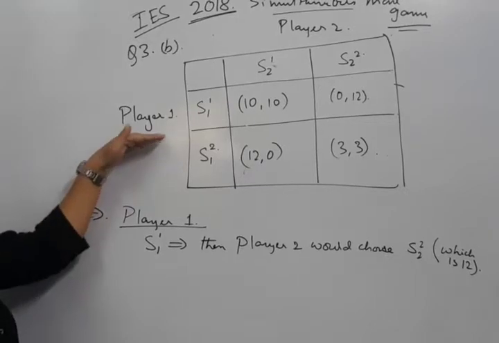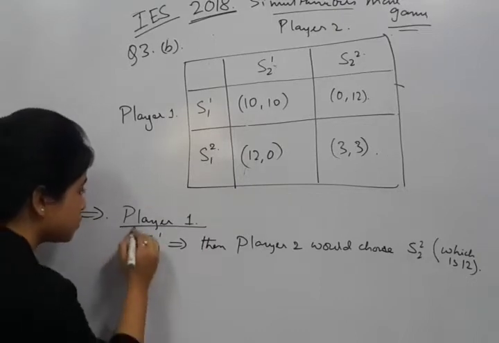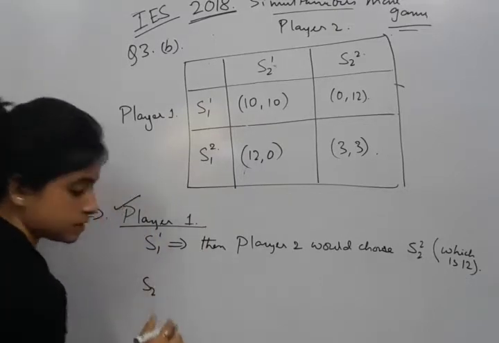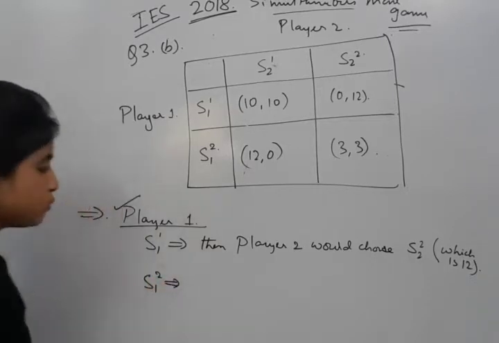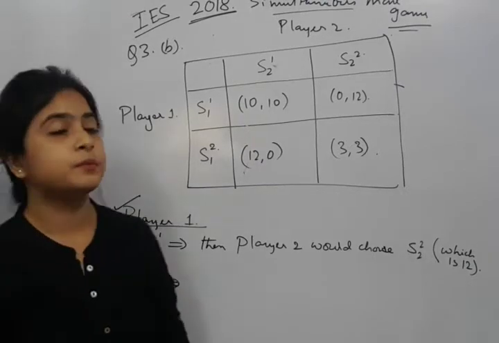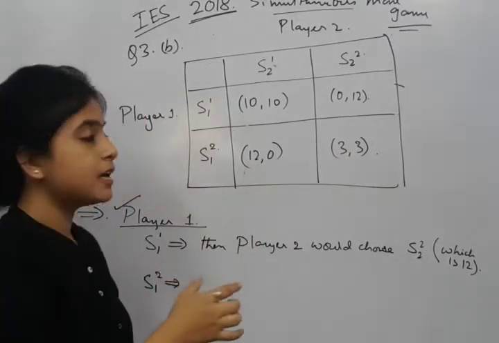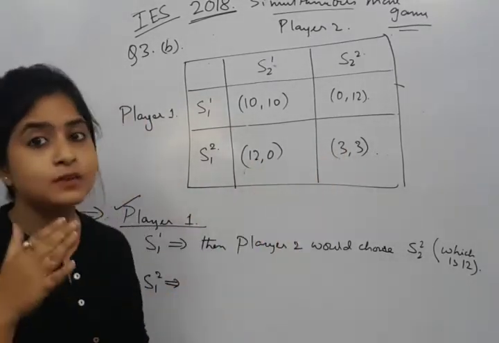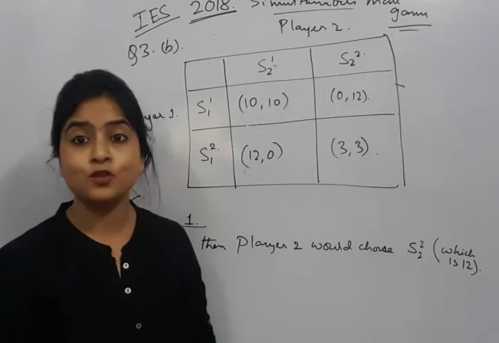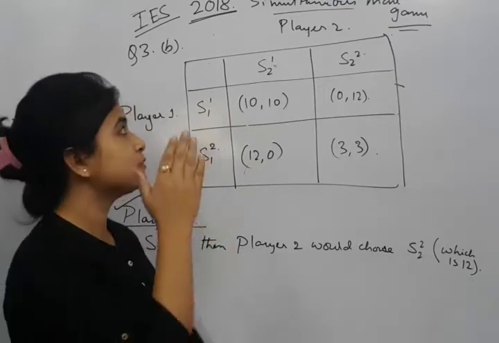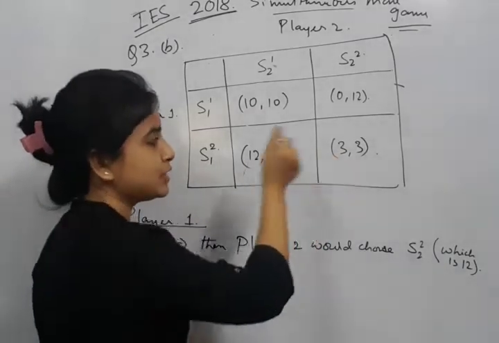Then coming to the situation when player 1 goes for strategy S12. So when player 1 chooses strategy S12, which is the better payoff to choose from the perspective of player 2? Here we have to see again the second element of the payoff, that is whether 0 or 3. We have to compare between 0 and 3, and it is very much visible that 3 is higher than 0. So here again player 2 would again choose strategy S22, but here the value of the strategy is 3.